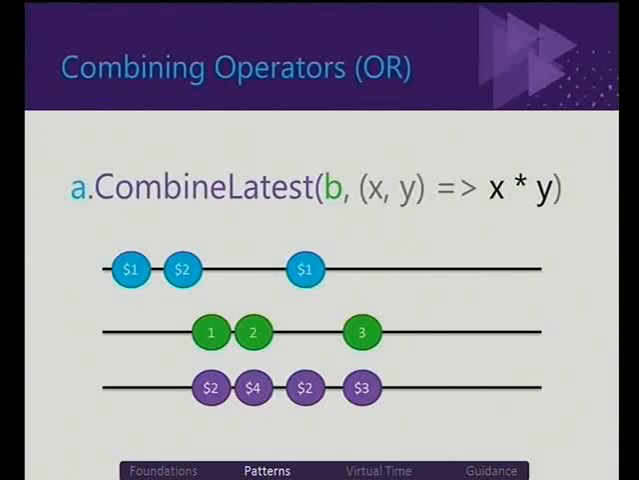So multiply together, get $2. With the next one, it takes the latest value, multiplies together, $4. Next one, twice this time, so it takes this one and the latest value from over here, multiplies together, $2. Another one here, multiplies together, and $3. So this is quite a simple behavior that we're able to define, how we're going to merge these two bits of data together and get some results out.